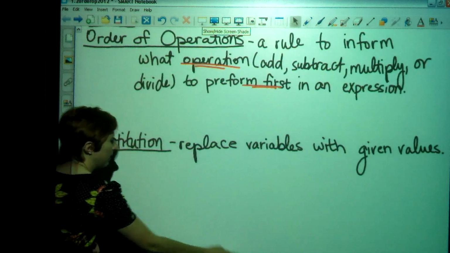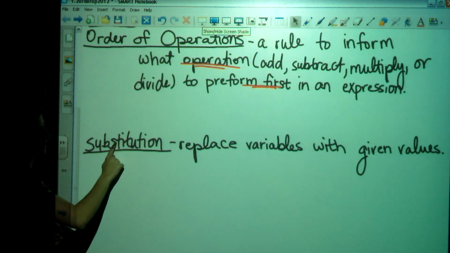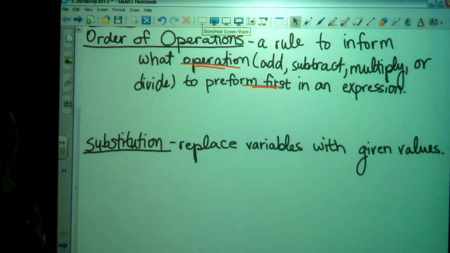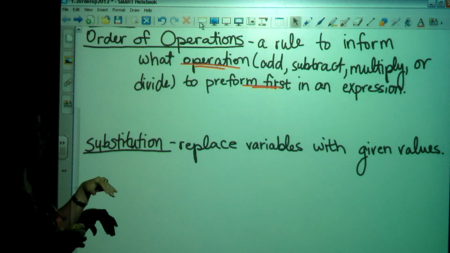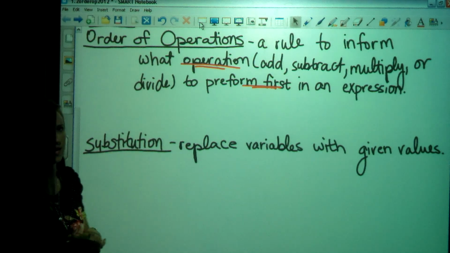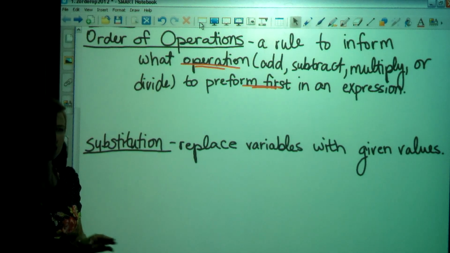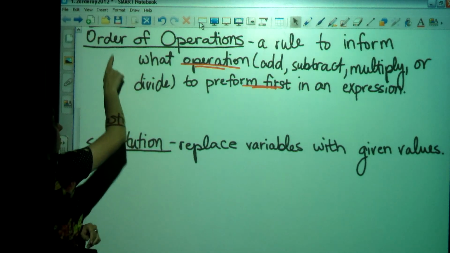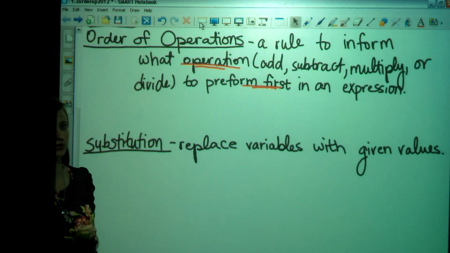Next is substitution. And substitution means to replace variables with their given values. Okay, that's all we're going to say right now for substitution. We'll come back to it later and talk about it more thoroughly and give some examples. Order of operations is what I want to look at first.